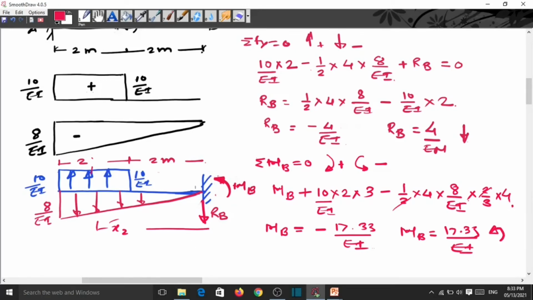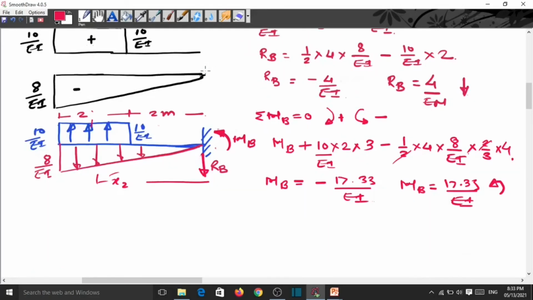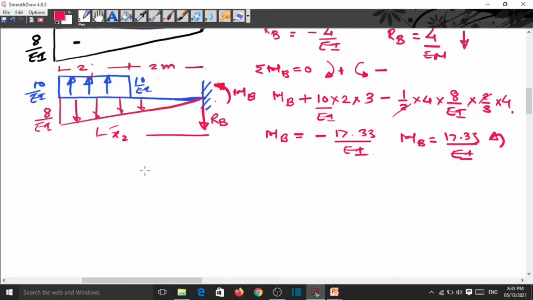Now our aim is to find the deflection at the free end, and theta B. So by the conjugate beam method, deflection at B, first we solve the slope. So slope at B is equal to the shear force at B in the conjugate beam.